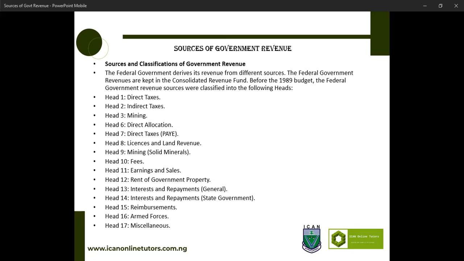Now, we move on to the classification of government revenue. I hope we are still together. Yes, sir. All right. The classes of government revenue are divided into two. We have two classes. The first class is the federation account. And the second class here is the Consolidated Revenue Fund account. Are we there? We are here, sir.